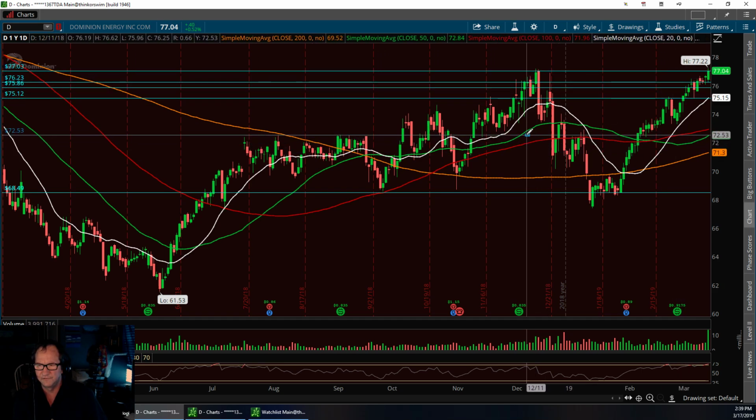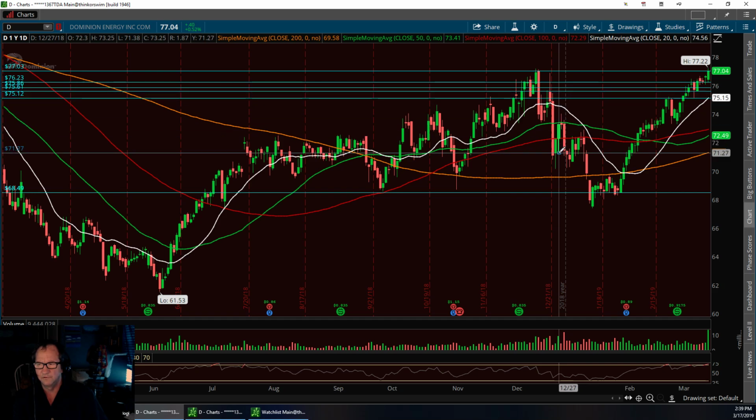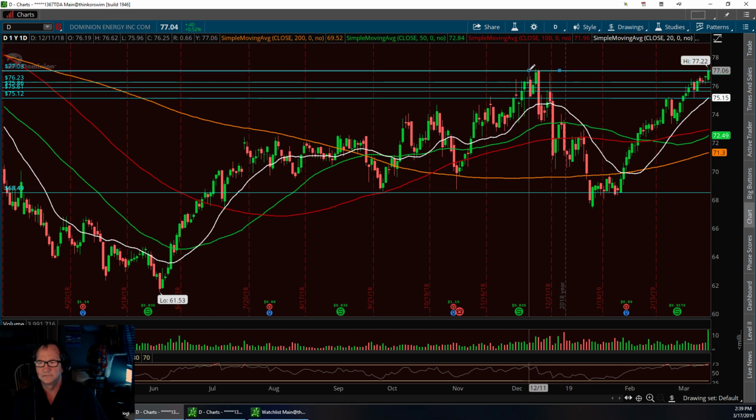So you got a couple little pullback areas. The support level on this right now is going to be at 75.15, and maybe one right here around 75.61. So yeah, we're getting ready to have a double top breakout on a yearly chart. Let's see if it wants to do that.